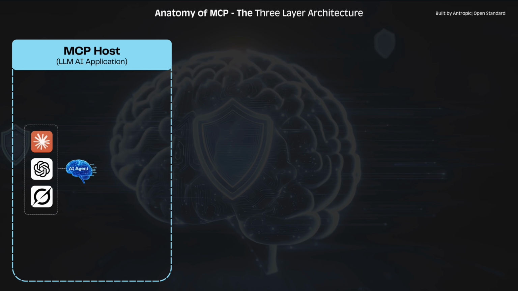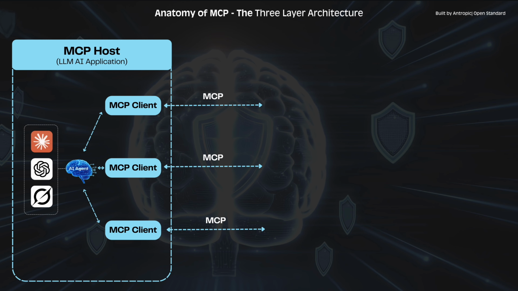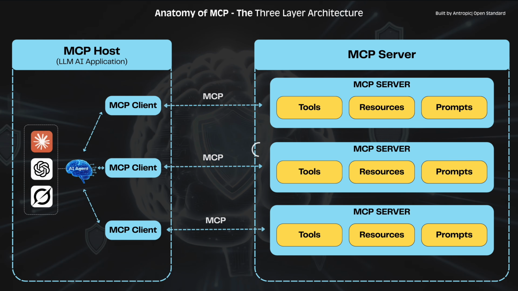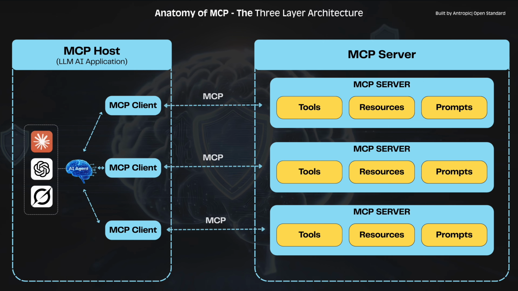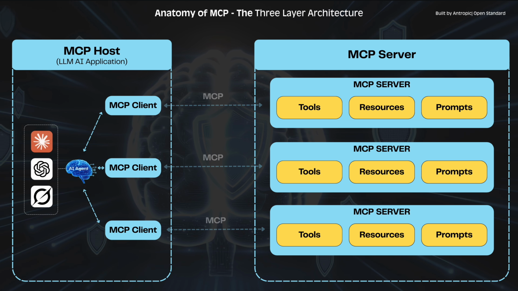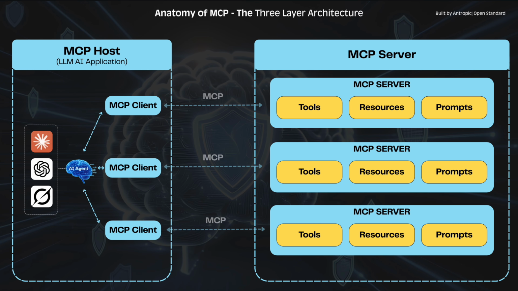Second layer is the MCP client. This lives inside the host, which invokes MCP in order to have access to the MCP server. Think of it as a specialized connector that manages a one-to-one connection with specific servers. The client handles protocol translation and capability negotiation, and each client connects to exactly one server.